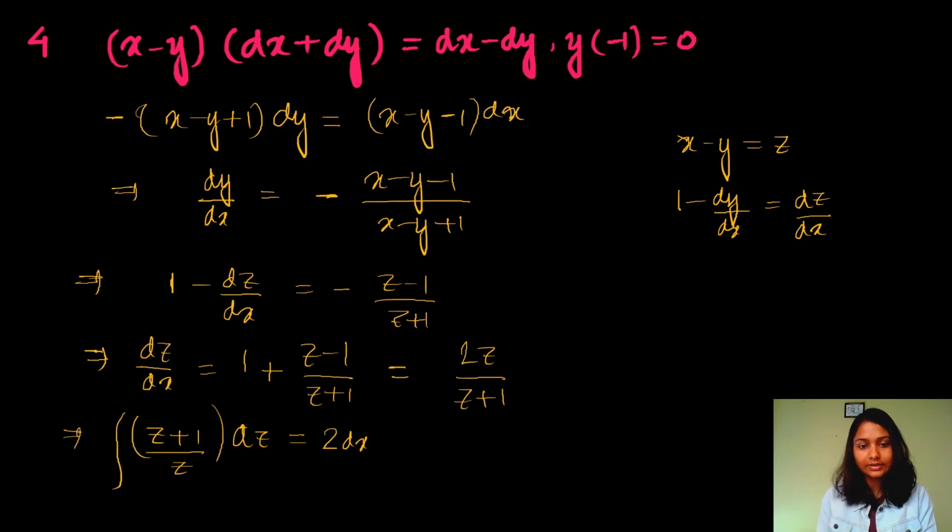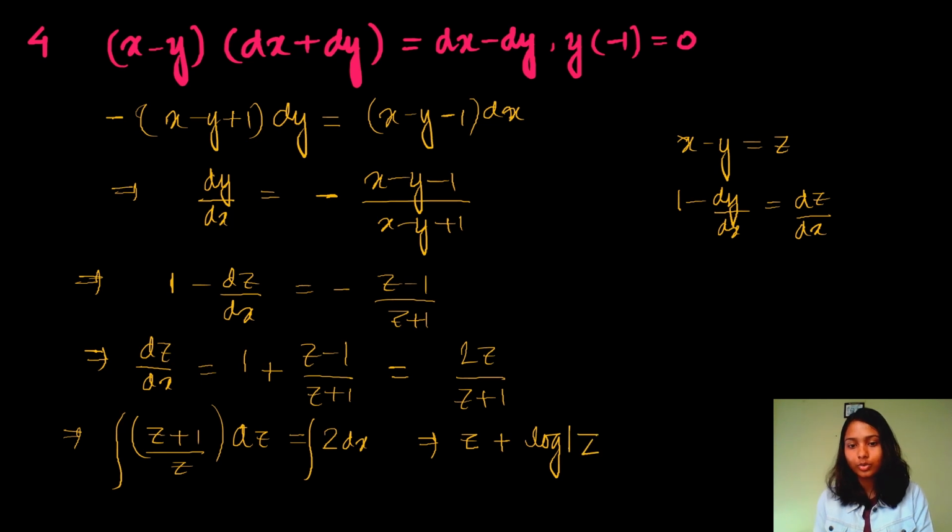Now we can integrate these. So first term is 1, so integration dz is z. The second term is 1 by z dz, so it will become log mod z. And the last term is 2x plus c. Okay, so we can use the condition y of 1 equals to 0 here, and we can obtain the value of c. So the equation is z plus log mod z equals to 2x plus c.